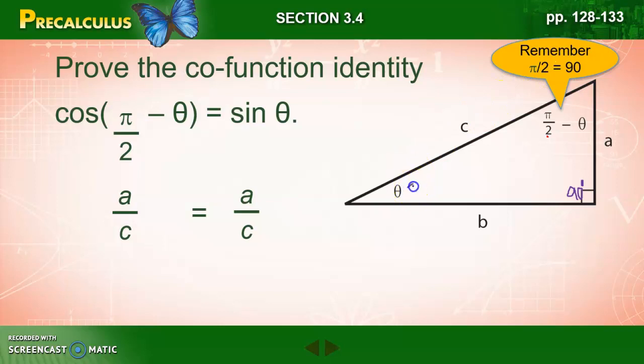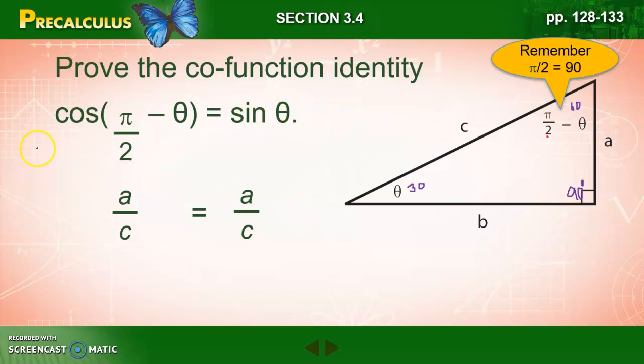So if this angle were 30, for example, we know that this one would be 90 minus 30, which is 60. And we can represent that as pi over 2 minus 30. Remember again that pi over 2 is equal to 90 degrees. Pi over 2 is the radians, 90 is the degrees. Well, based on this, we know the cosine of one angle is the sine of the other.